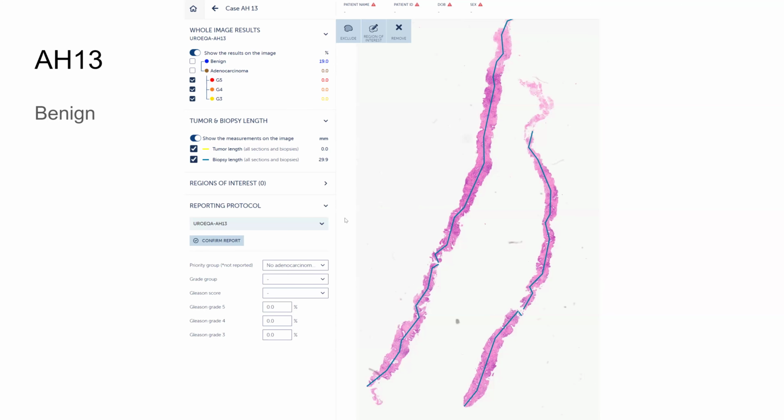So if you wanted to do the whole length cores, and you can see that it's not marked the little bit of tail of one of the cores. It only marks prostatic tissue. So the extra prostatic tissue, it's not measuring in the length of the core over there, which you might or might not want. If you wanted to do an audit, it might be quite useful to give that information. And that's basically it. So the first one, AH13, is benign.